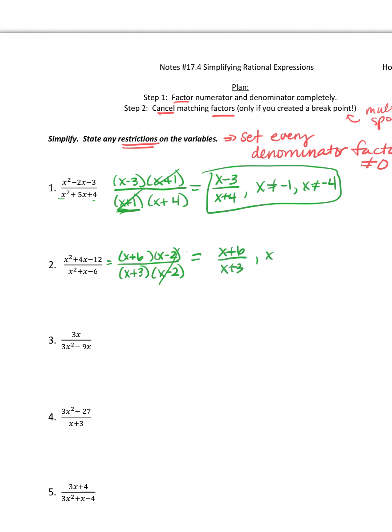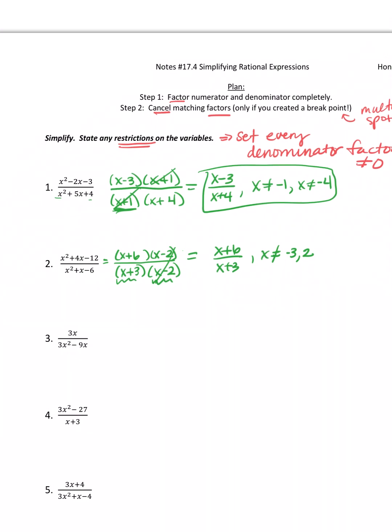Now my restrictions have to deal with the denominator, right? So I have this one, it's x cannot equal -3. And you can write them as a list, x cannot equal +2. All right? That's not a problem. You can write them separately like we did right here, or you can write them as a list as we did in number 2. It's not a problem. Let's jump to number 3.